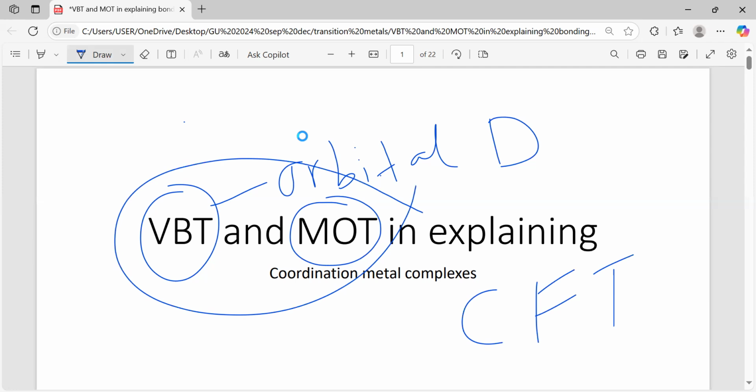So, this VBT and MOT were done in structure and bonding, which I assume you did either in first year; some universities do that in first year, others do it in second or third year. So you have already done this. This is just an application of what you've already done.